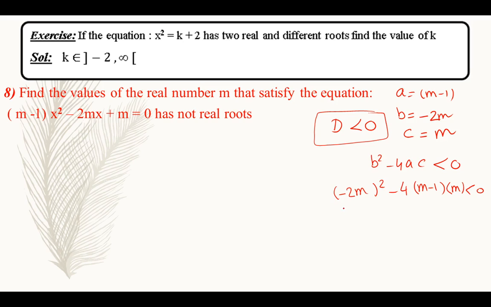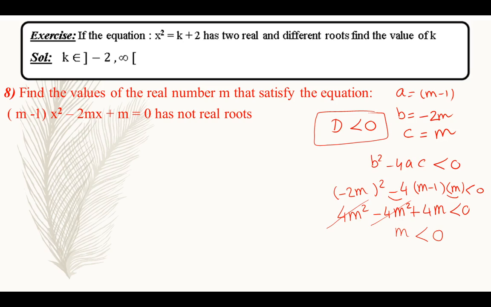Negative 2m power of 2 equals 4m power of 2. Here, minus 4 multiplied by m will be negative 4m. Negative 4m multiplied by m will be negative 4m squared. Negative 4m multiplied by negative 1 is positive 4m. All of these smaller than 0. Here you can see that 4m squared will cancel negative 4m squared, so we have 4m smaller than 0. Divide both sides by 4, so you will find that m is smaller than 0.